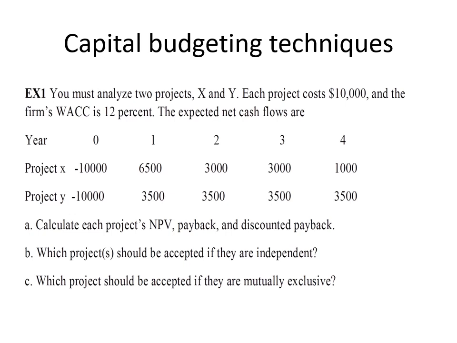This exercise shows that you must analyze 2 projects, Project X and Project Y. Each project costs $10,000 and the firm's WACC, or weighted average cost of capital, is 12%. The expected net cash flows are as follows, starting from year 0, which is the year of the beginning, then year 1, year 2, year 3, year 4. You need to know which one to choose. Requirement number 1 is to calculate each project's net present value, payback period, and discounted payback period.